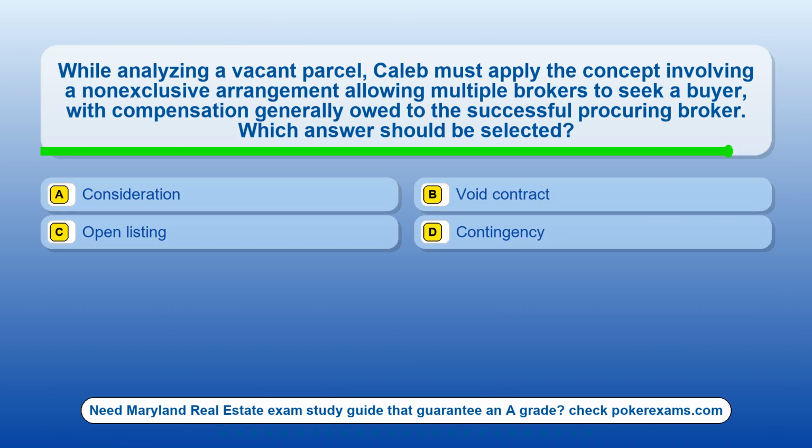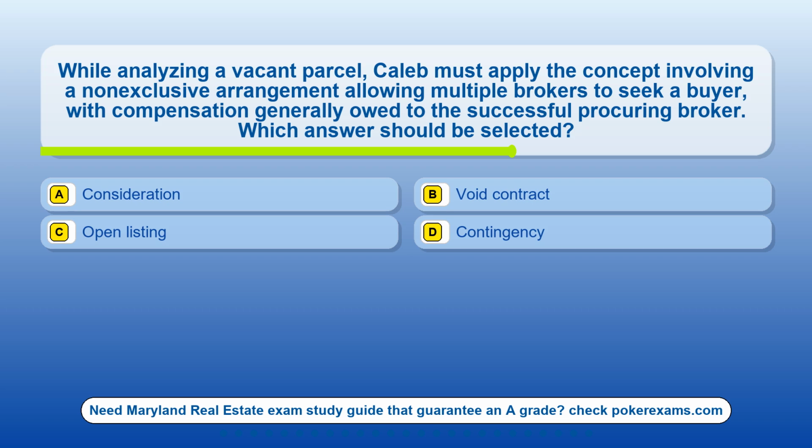Question 20. While analyzing a vacant parcel, Caleb must apply the concept involving a non-exclusive arrangement allowing multiple brokers to seek a buyer, with compensation generally owed to the successful procuring broker. Which answer should be selected? Option A, consideration. Option B, void contract. Option C, open listing. Option D, contingency.